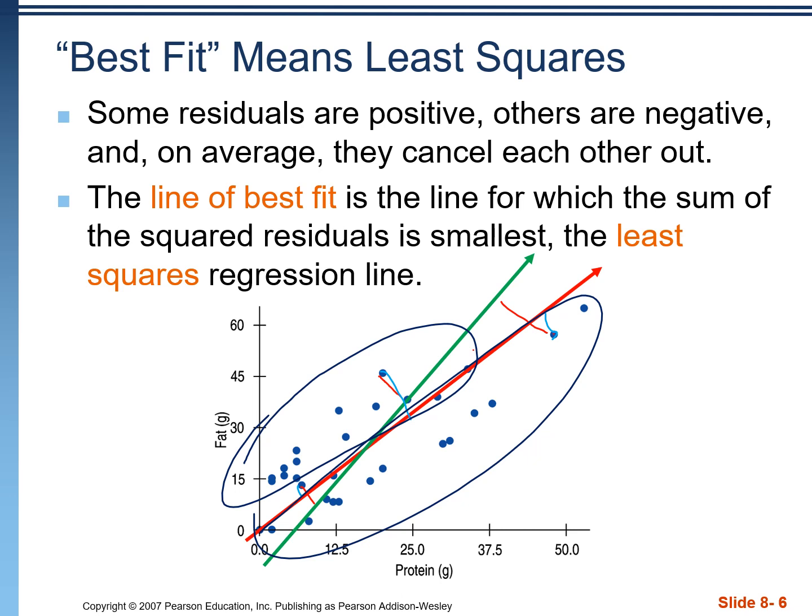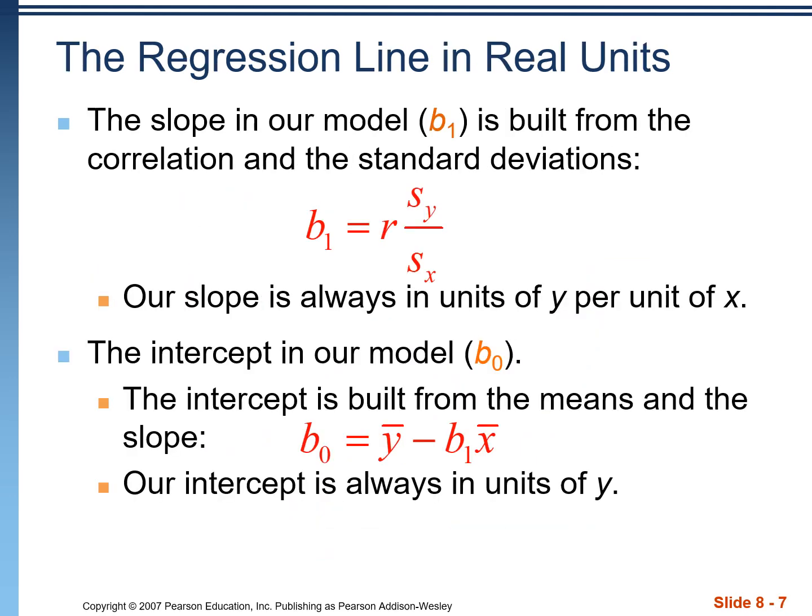That changes them all to positive numbers, and then we add them together. This is why a regression line or a line of best fit is also referred to as a least squares regression line. All right, let's do some actual math for a change.